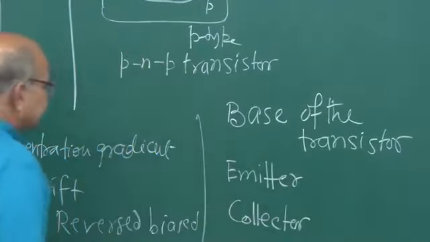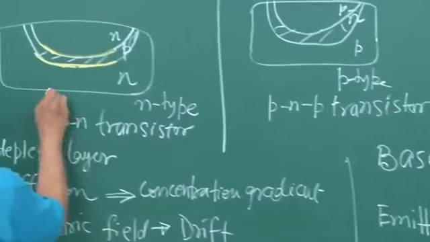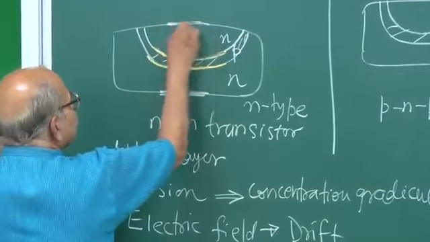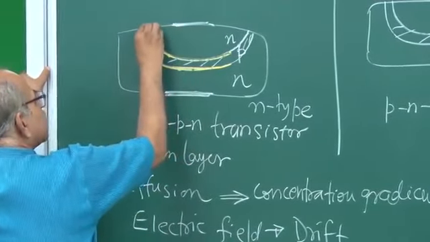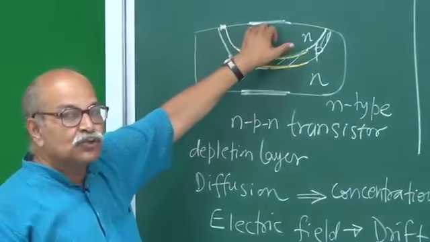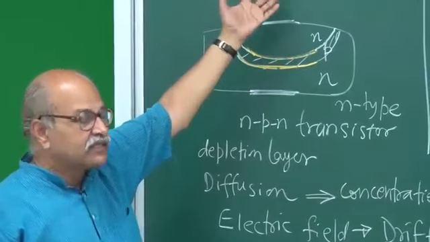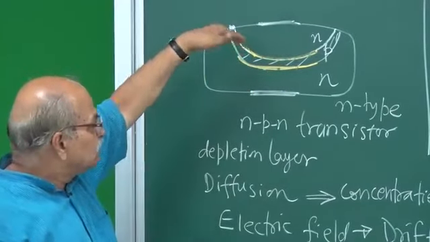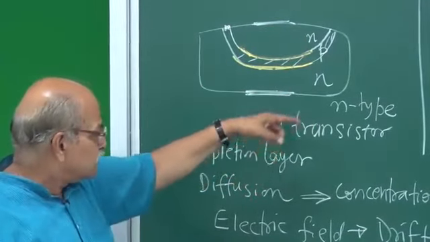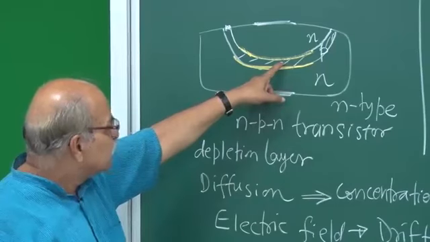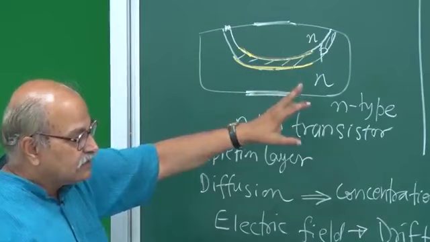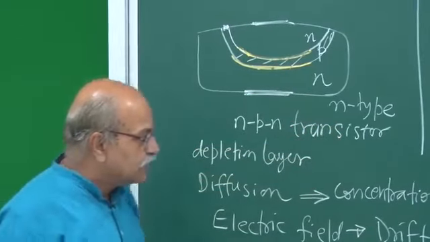You will have metal contacts. You will have a metal contact somewhere here, and another somewhere here, so that all three can be joined to the external circuit. So you will have three terminals to join to the external circuit, corresponding to base, emitter, and collector. This is the nomenclature, this is how we name it.